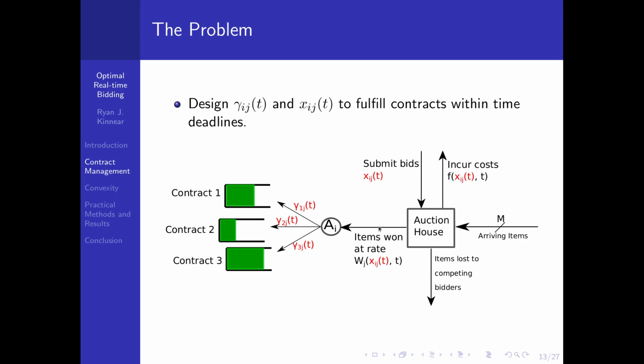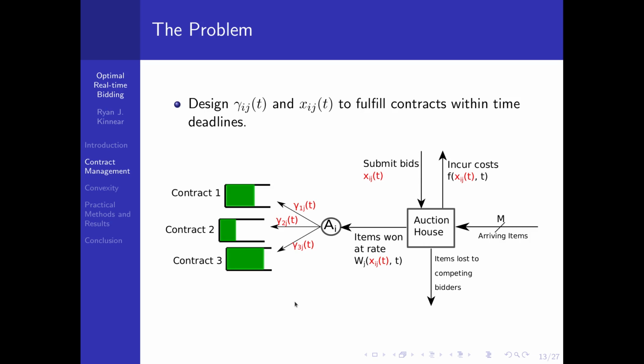Once you win the item, you have to choose by picking these gamma variables to which contracts you want to send them. So A_i, the targeting set, defines where you can send an item of type j, and gamma tells you, or well, the DSP chooses gamma to decide where to send them. So you can think of each contract as kind of like a bucket, and they need to fill this up with the correct type of items by the time deadline.